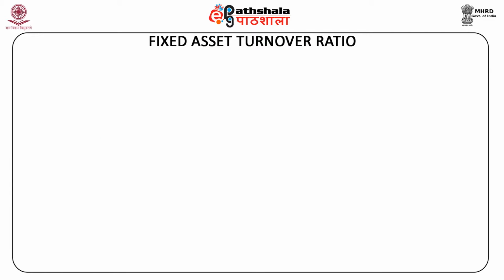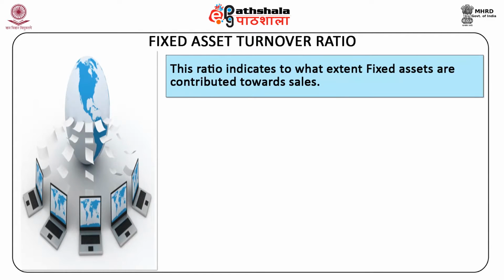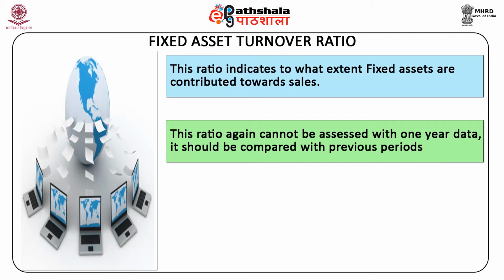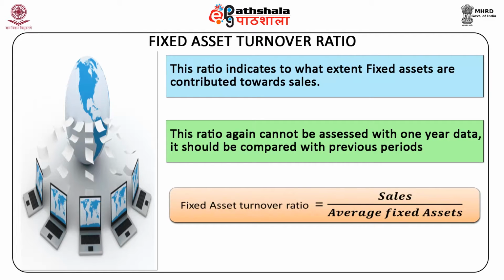Fixed assets turnover ratio. This ratio indicates to what extent fixed assets are contributed towards sales. This ratio again cannot be assessed with 1 year data. It should be compared with previous periods. It is given by the following formula. Fixed assets turnover ratio is equal to sales divided by average fixed assets.